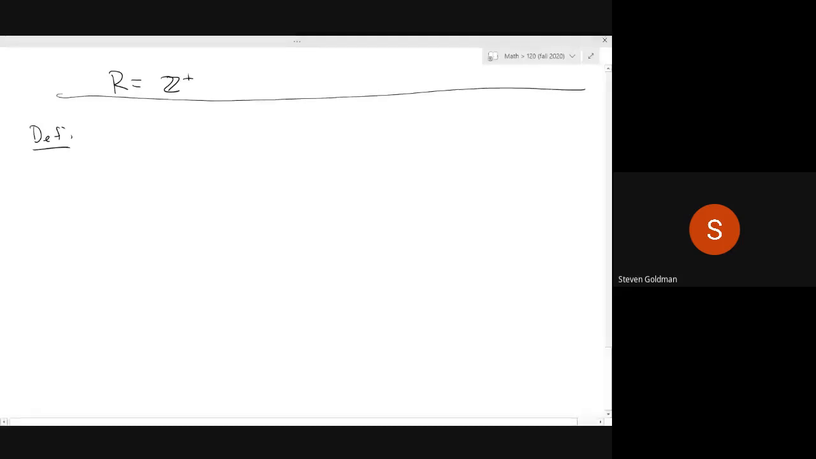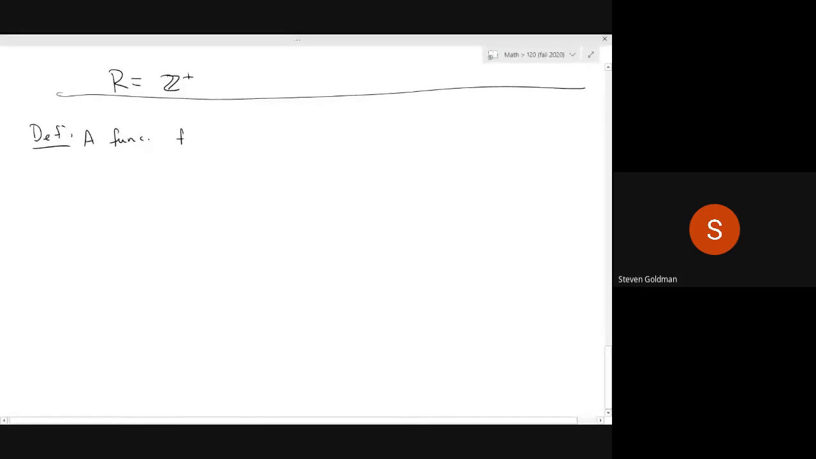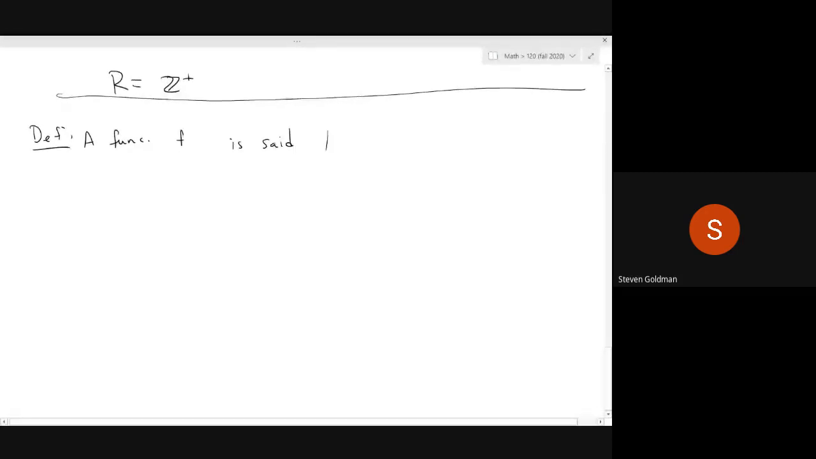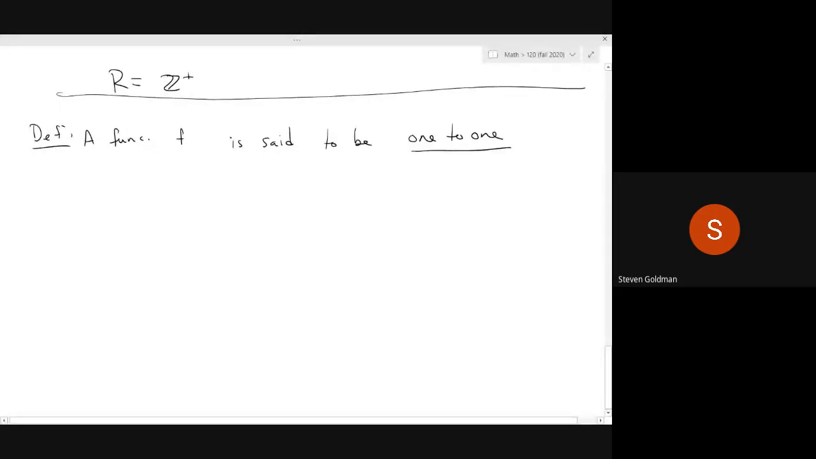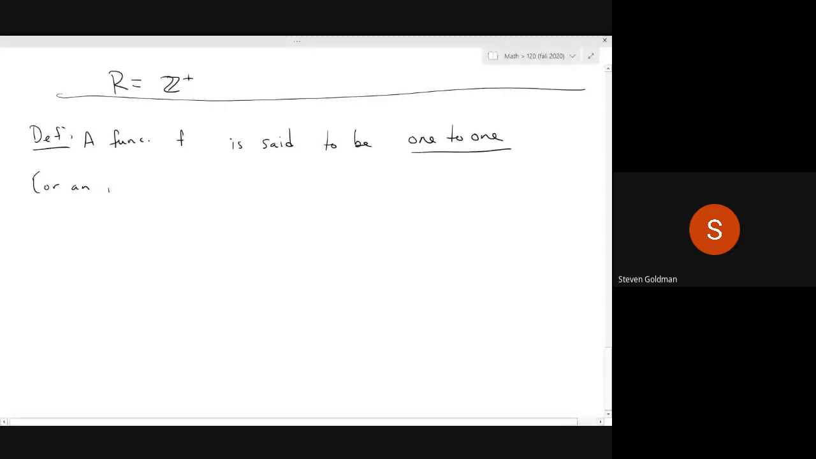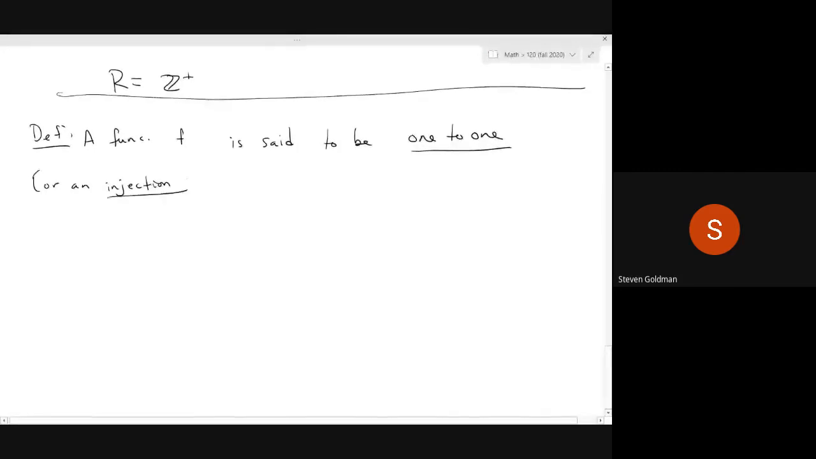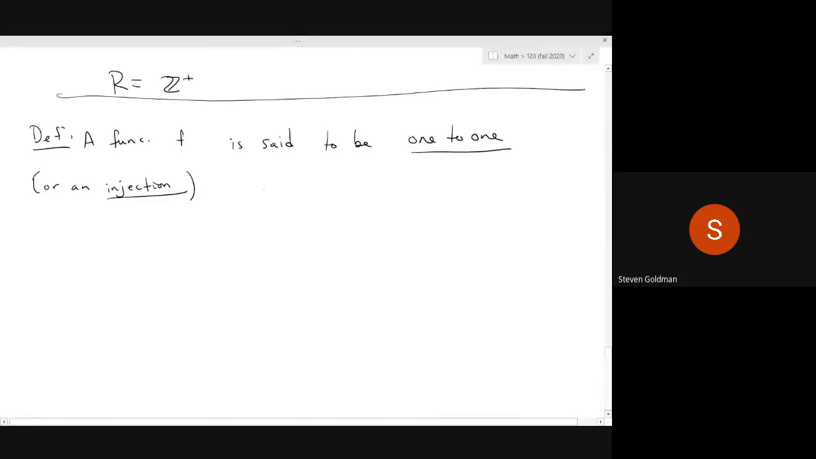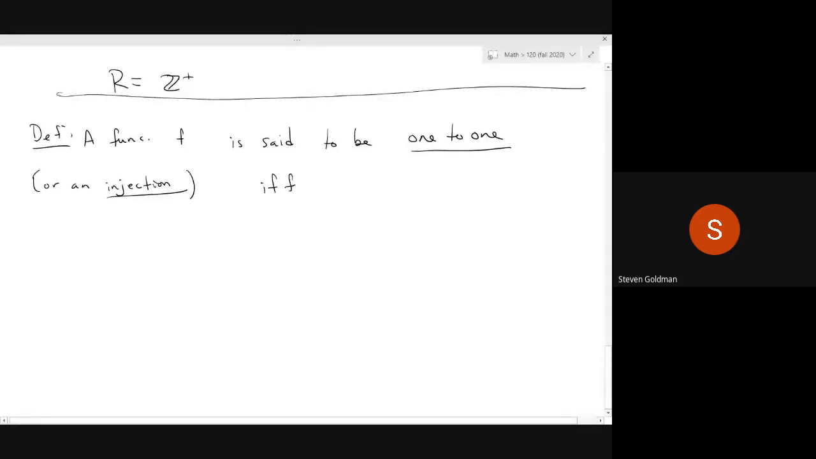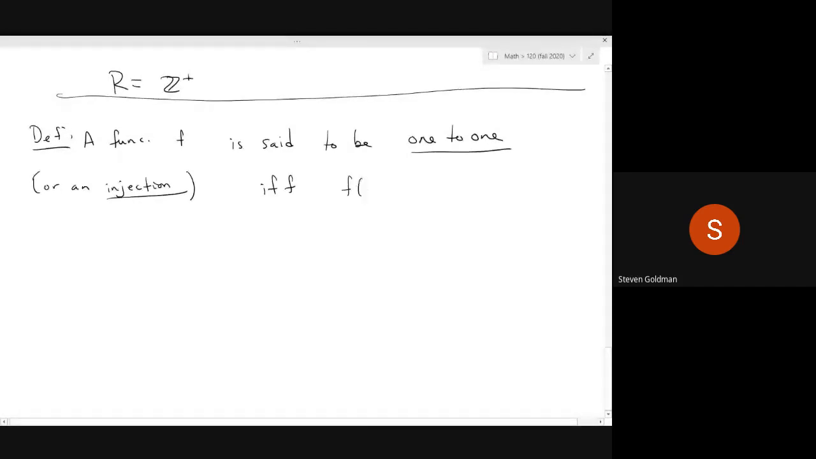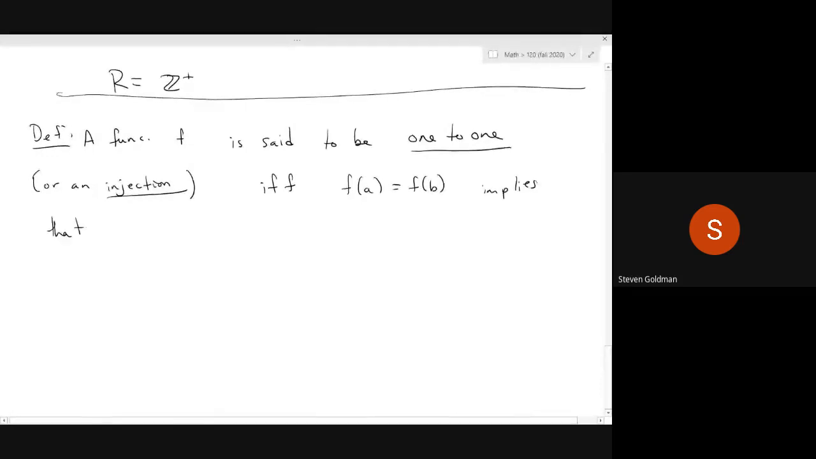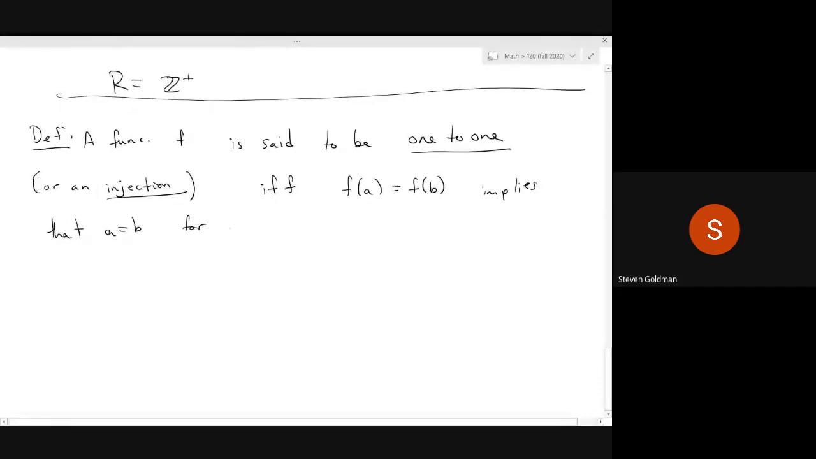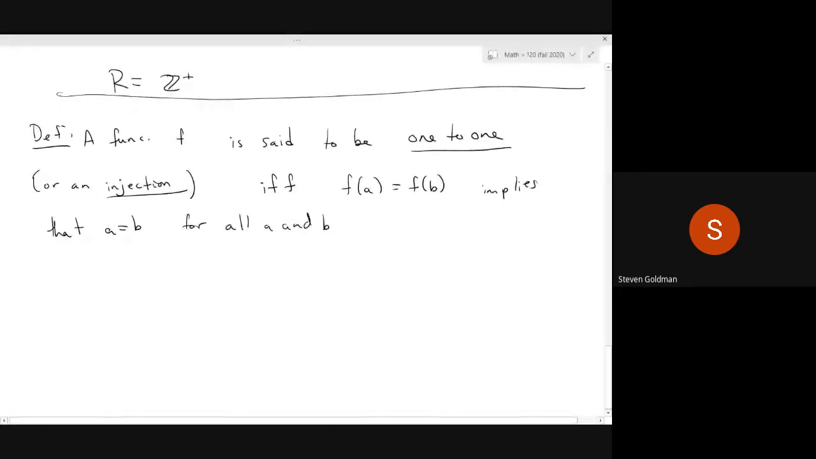A function f is said to be one-to-one, also called an injection, if and only if f(a) = f(b) implies that a = b, for all a and b in the domain of f.